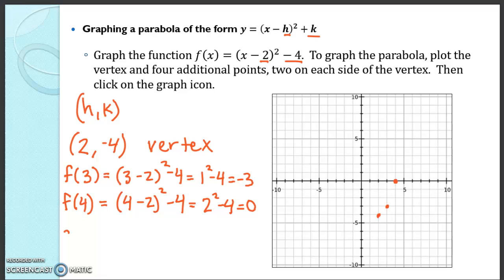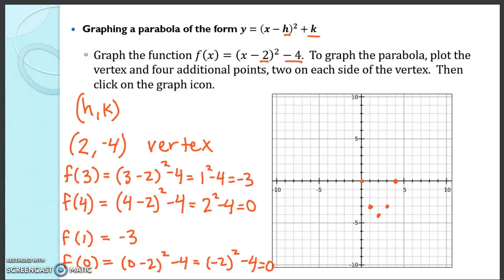Now we could go ahead and plug in f of 1, because that's to the left of x is 2, and we're going to get negative 3. We could go ahead and plug in 0. Let's actually do that one. (0 minus 2) squared minus 4. So this becomes negative 2 squared, which is a negative times a negative. Negative 2 times negative 2 is a positive 4, so we end up getting 0. So we have a point at (1, negative 3), and then at (0, 0), like this.